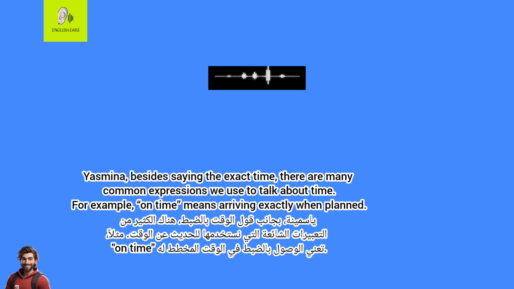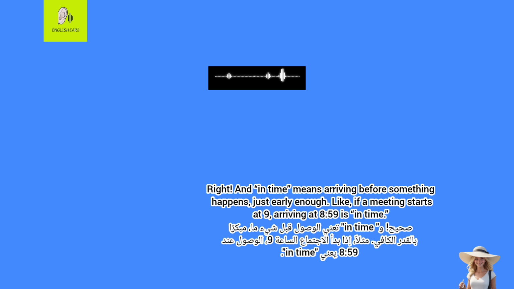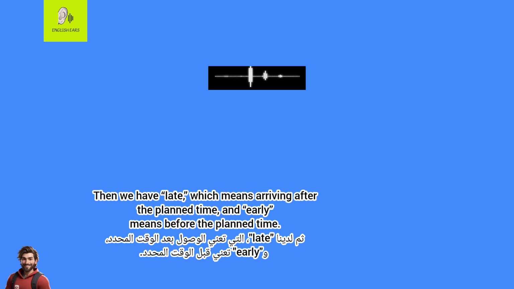Yasmina, besides saying the exact time, there are many common expressions we use to talk about time. For example, on time means arriving exactly when planned. Right. And in time means arriving before something happens, just early enough. Like if a meeting starts at 9, arriving at 8:59 is in time. Then we have late, which means arriving after the planned time, and early means before the planned time.